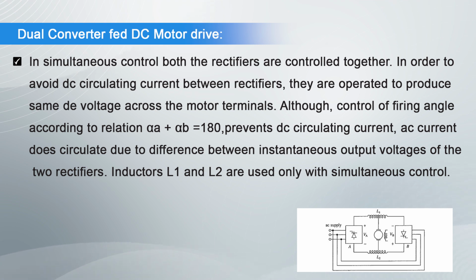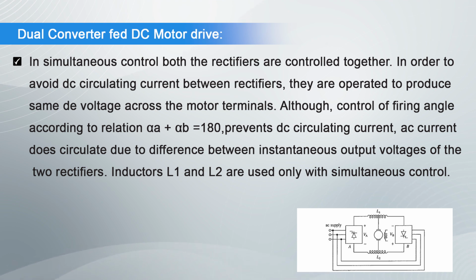Although the control of the firing angle is according to the relation, the sum of both the firing angles of rectifier A and B must be equal to 180 degrees. This prevents DC circulating current. AC current does circulate due to the difference between the instantaneous output voltages of the 2 rectifiers.